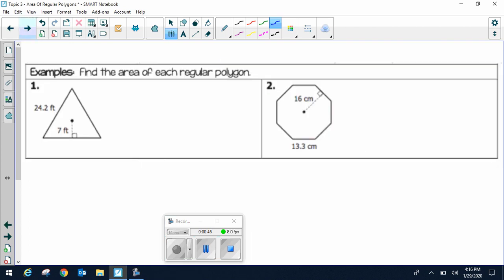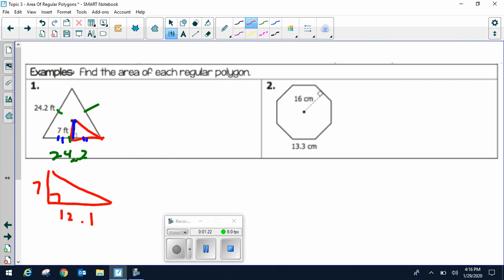So, example number one. You can see here that when you connect your radius, you get a right triangle. So I'm going to redraw the right triangle down here. It says this is 7. Now the thing about regular polygons is that all their sides are congruent. So this side down here is 24.2. But as you can see, the apothem has divided this into 2 equal parts. So I need to take 24.2 and divide it by 2. And that gives me this base of 12.1.